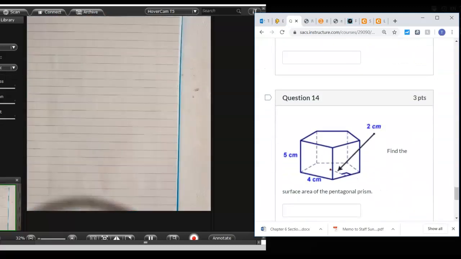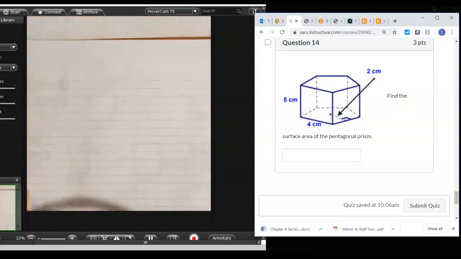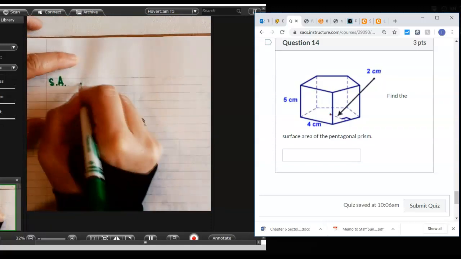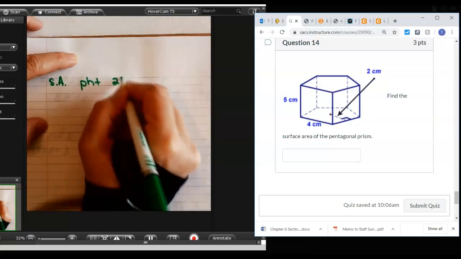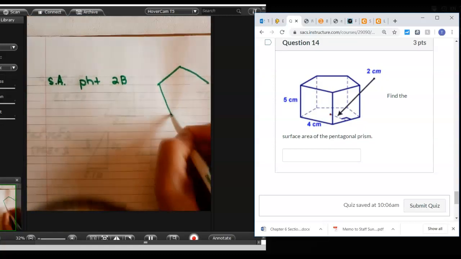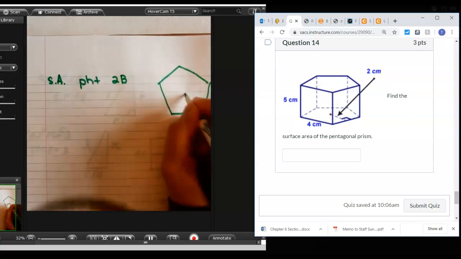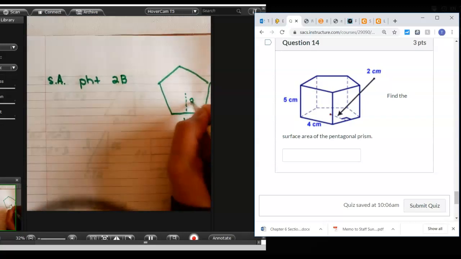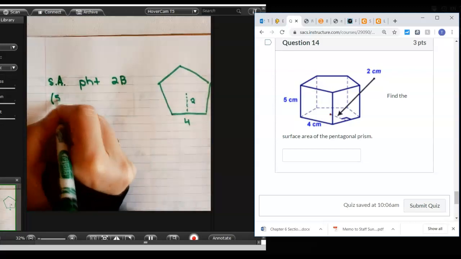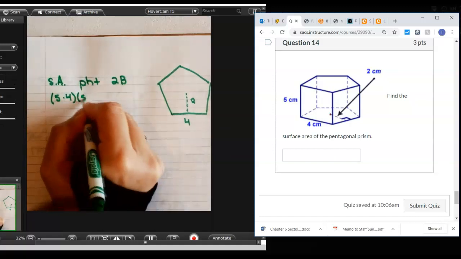Okay, let's look at 14. This is the one that probably gave people the biggest issue. So we have a prism. If you look at your formula for prism, surface area is perimeter times height plus 2 big B. Again, the P and the big B refer to the base, which in this case is a pentagon. I've got 4 here, and then this piece in here was labeled to be 2. So to find the perimeter of that pentagon, I've got 5 times 4. If you go back and look at the height of the prism, it is 5.